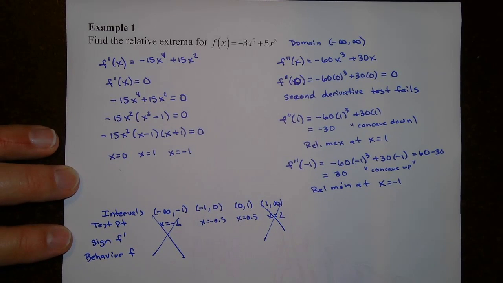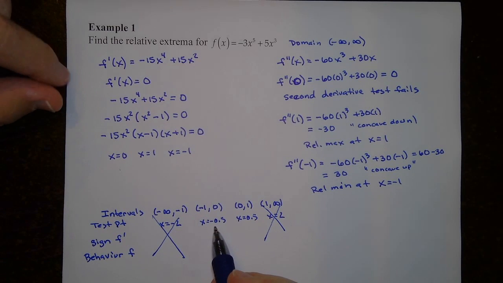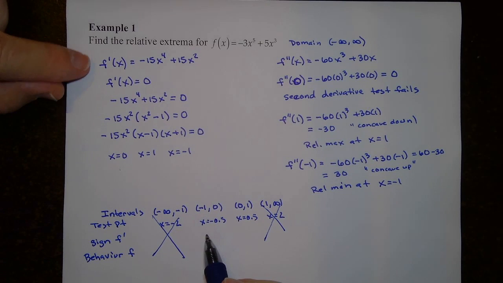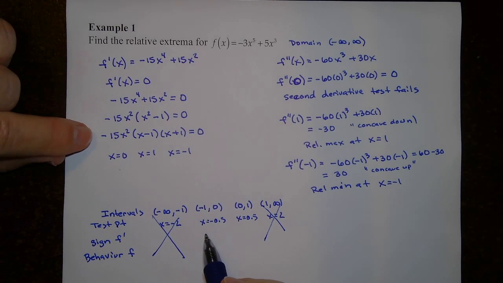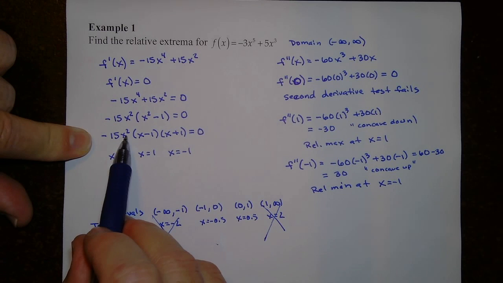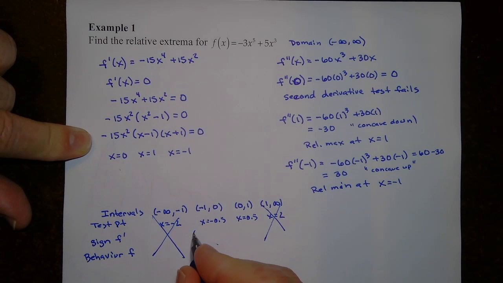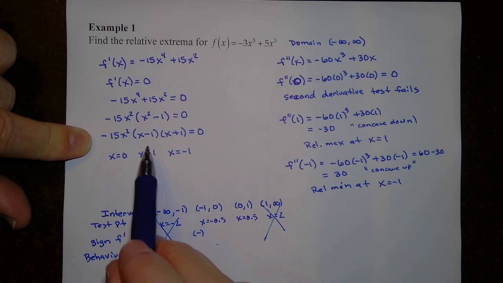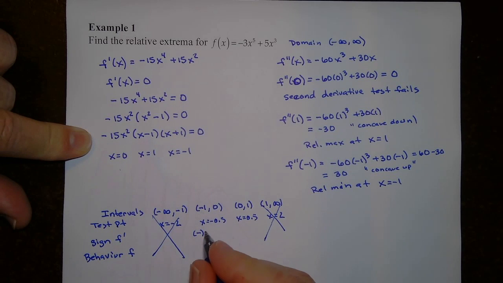Okay, so that's just extra work that we really don't have to do for this problem. So if we put -0.5 into the first derivative, probably the easiest one to always put it into is the factored one, to do this mentally. We have a negative x value, so when we square it, it's going to be positive, times -15, so that's going to be negative. And when we put -0.5 in here, the second factor is going to be negative. And the third factor, when we put -0.5 in there, it's going to be positive. So we have a negative times a negative, which is a positive, times a positive, which is positive.